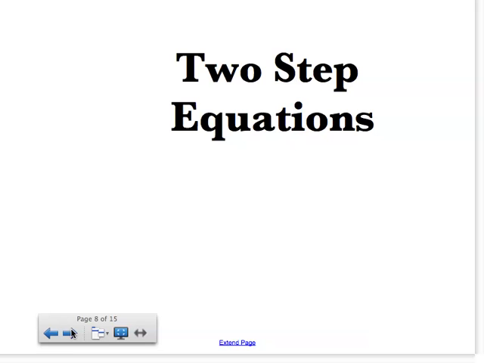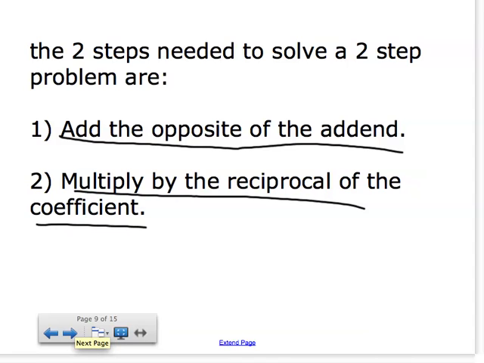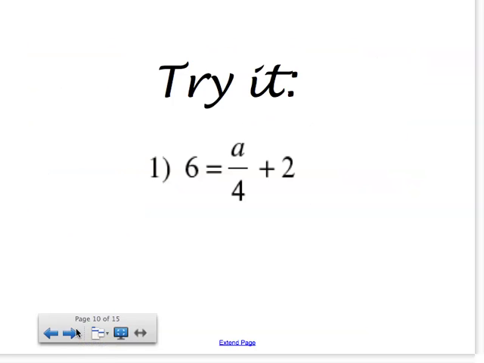All right, two-step equations are just combining those two steps in that order. First step, we work with the addend. So we add the opposite of the addend to both sides of the equation. And the second one is we multiply by the reciprocal of the coefficient to both sides of the equation. All right, so here I see that 2 is what's being added, so that's your addend. We're going to add the opposite of 2 using the inverse property of addition.